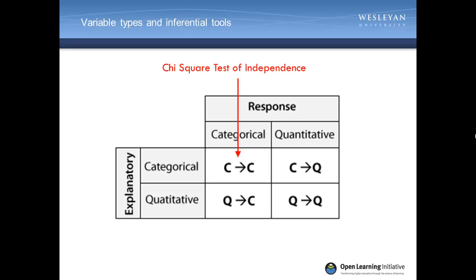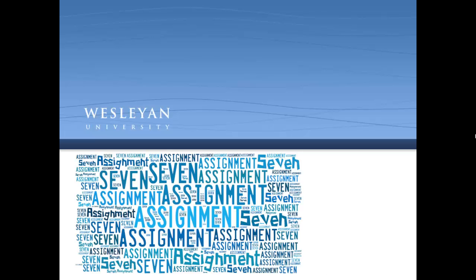Now you are ready to test a categorical by categorical relationship. If your own research question is a quantitative to categorical relationship, I would like you to categorize the quantitative explanatory variable and test the association with the chi-square test of independence. Of course, the chi-square test is the goal of assignment 7.